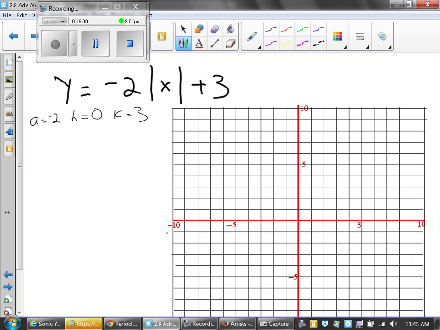So my center is at H of 0, 3. Down 2 over 1 because it's opening downward. Very good. Same thing on the other side. Not so bad? Let me give you some problems.